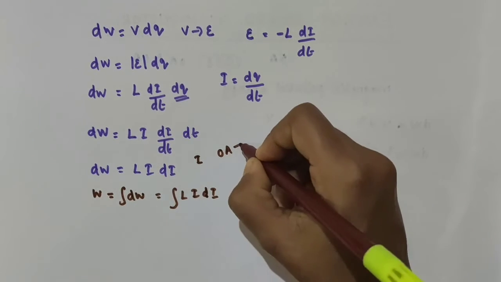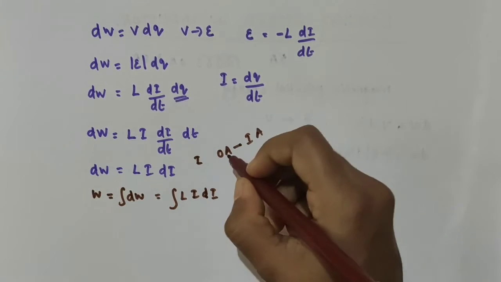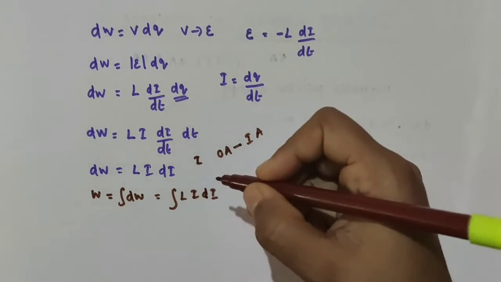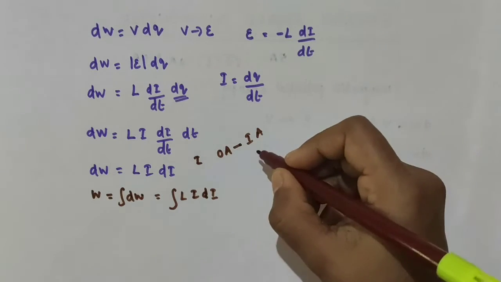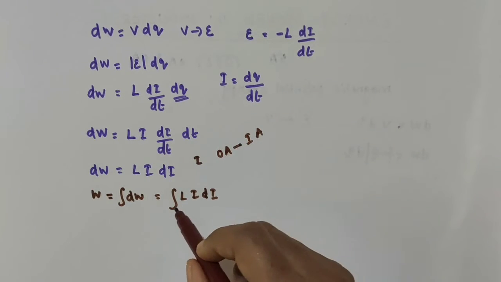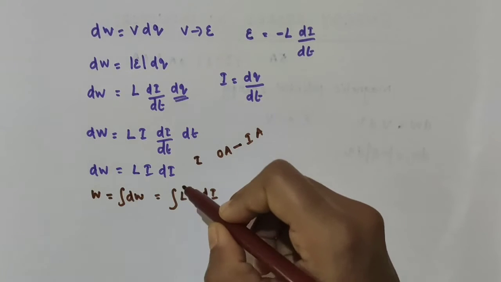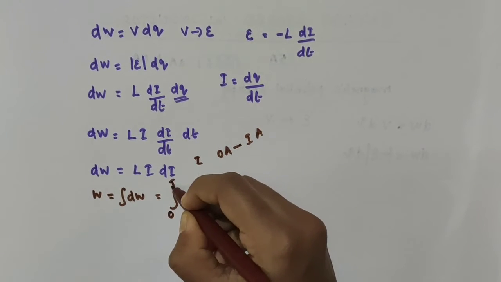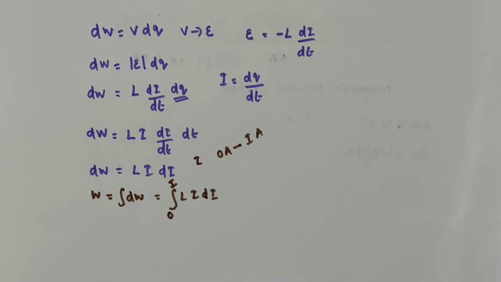Then we want to establish a current I ampere, that is 0 ampere to 5 ampere. Or initially the current is 0 ampere, and we want to establish a current of 12 ampere. So I will be 12 there. Here we want to establish an amount of current I in the circuit, so from 0 to that amount of current. So the integration limit will be 0 to I.